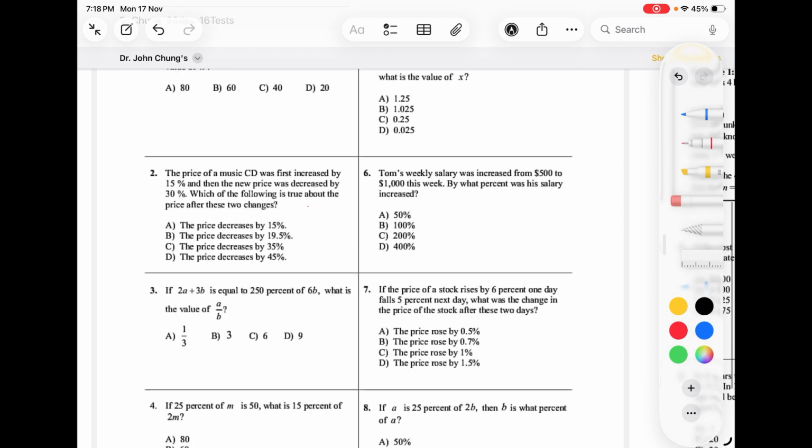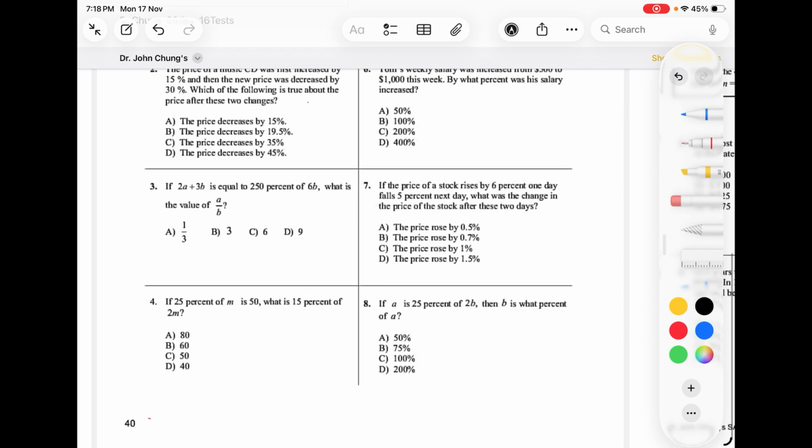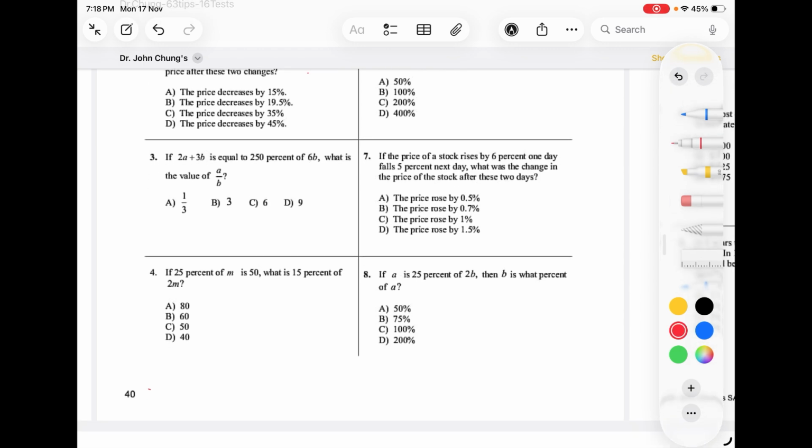Okay, now you can pause it and do the remaining questions 4, 5, 6, 7 and 8 and then come back. Okay, 3, 2, 1, start.